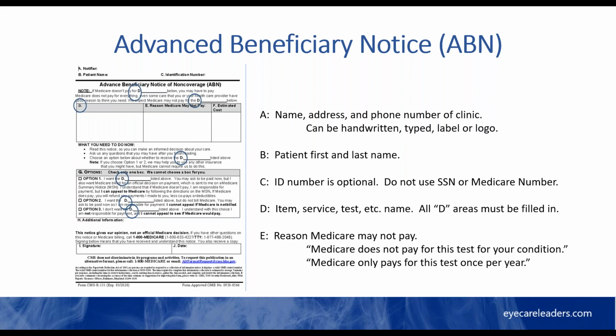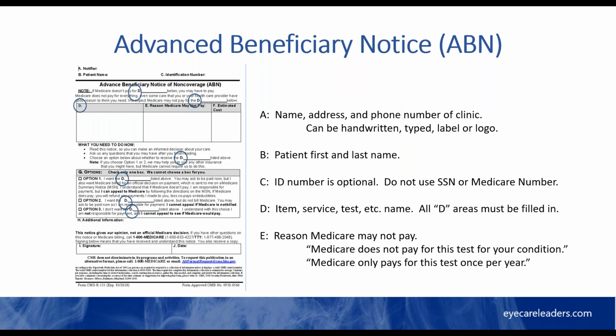D, and you'll see all the Ds, is the item, service, or test that's considered not covered. So let's say that you are performing baseline photos. The patient is coming in for just a wellness exam, their annual exam. You're going to do photos because the patient asked you to, because their neighbor had it done or whatever. And you know that it's not going to be covered. You have to present that Medicare patient the ABN form. So your D would be fundus photos or OCT or whatever the test is that you're performing.